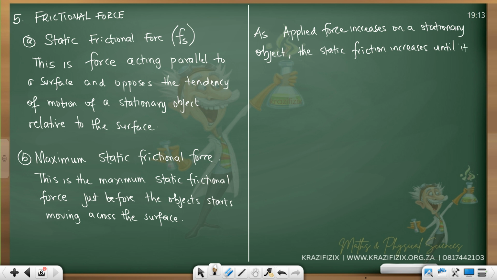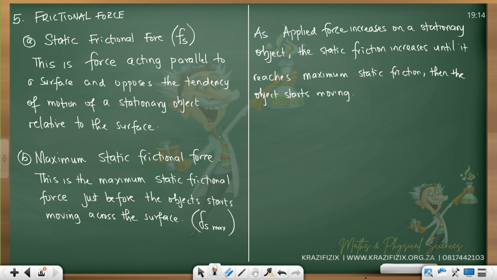Until it reaches what? The maximum. Beautiful. Okay, this one is going to be written as Fs max, until it reaches maximum what? Static friction. Maximum static friction. Then the object starts what? Moving. Object starts moving.